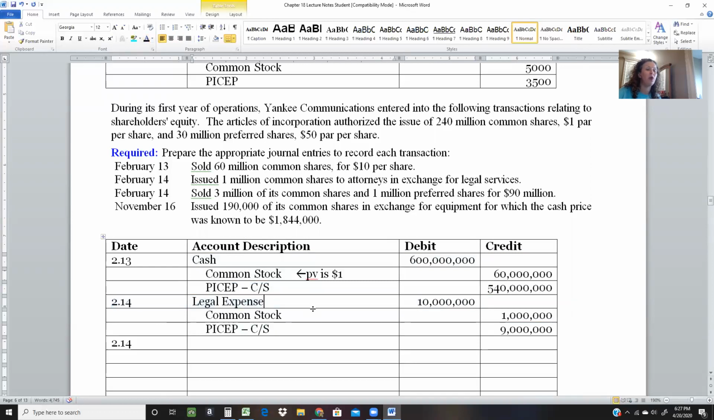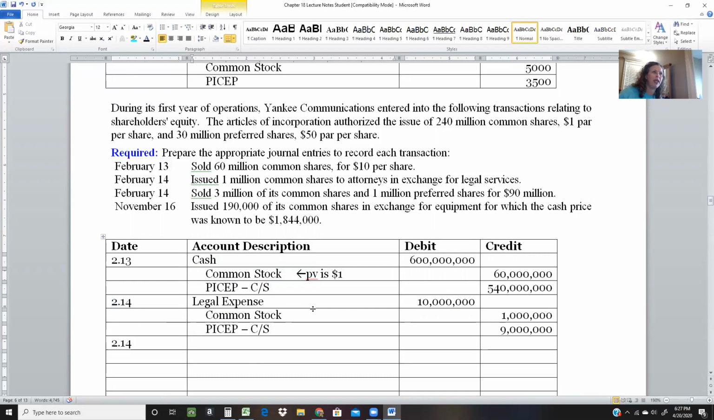Here we would use either legal expense or organizational cost, just depending. Usually I'll have you use legal expense. Sometimes they make you amortize that, but if it's under a certain dollar amount, they don't make you, and I can't remember what that is. But okay, on February 14th, we're going to sell 3 million of our common shares and 1 million of our preferred shares for 90 million.